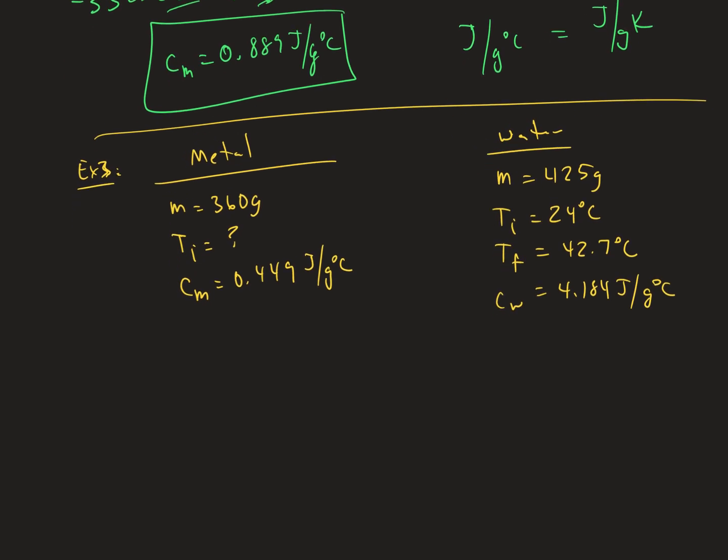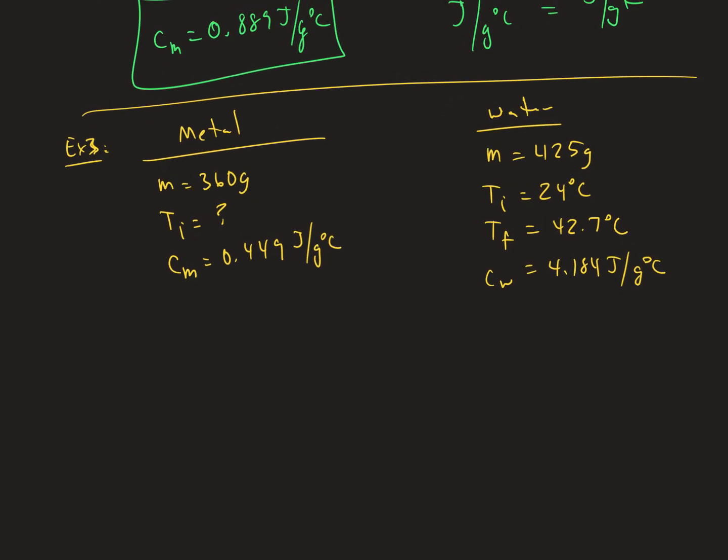Okay, how do you want to do this? Where should we start? Oh, wait, never mind. I was going to say we're not given the final temperature for the metal, but we know it's 42.7. Yeah, so good. We can say the final temperature of the metal is 42.7 degrees Celsius. Does everybody understand that?